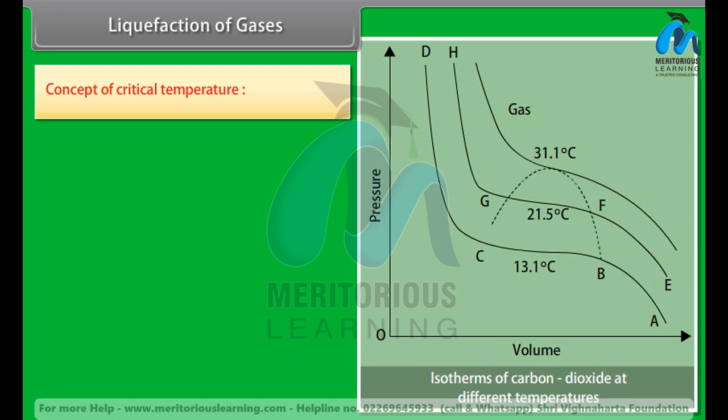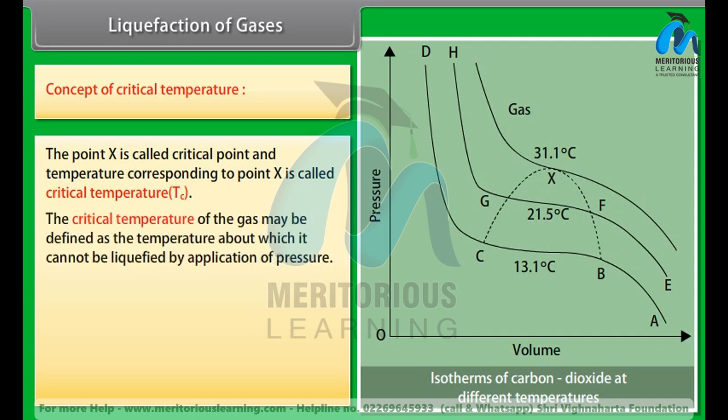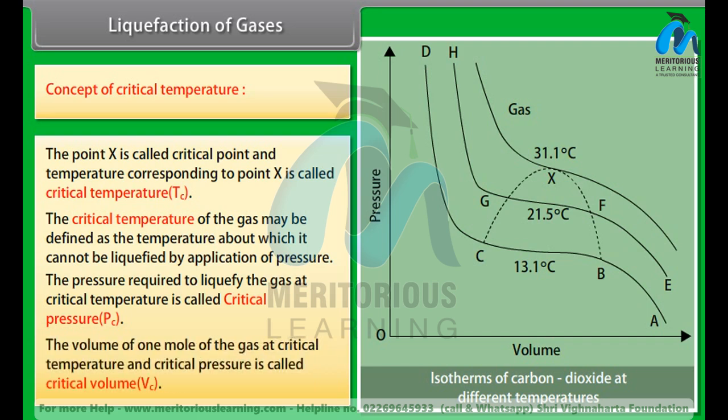However, high pressure may be applied. The point X is called the critical point, and the temperature corresponding to point X is called the critical temperature. The critical temperature of a gas may be defined as the temperature above which it cannot be liquefied by application of pressure. The pressure required to liquefy the gas at critical temperature is called critical pressure. The volume of 1 mole of the gas at critical temperature and critical pressure is called critical volume.